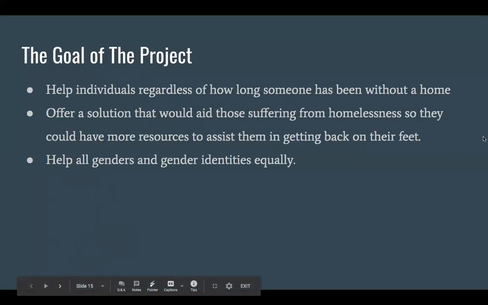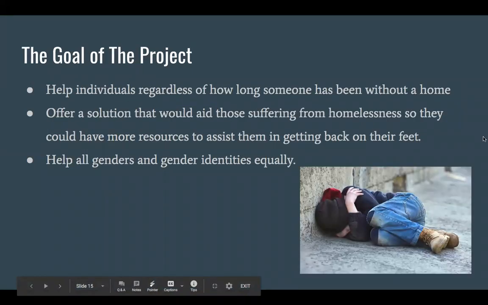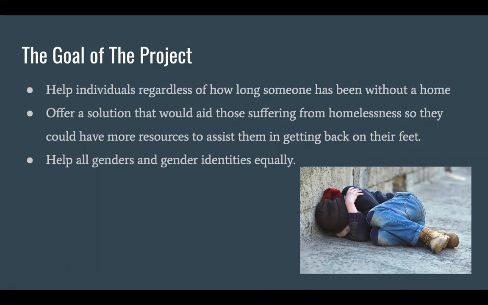So the goal of our project is that our solution will help individuals, regardless of how long someone has been without a home, as the issue can sometimes determine someone's quality of life. We also offer a solution that will aid those suffering from homelessness so they could have more resources that assist them in getting back on their feet. Our solution will also address all genders and all gender identities equally in order to serve everyone who is in need without discriminating. For the next slide, why is it important?